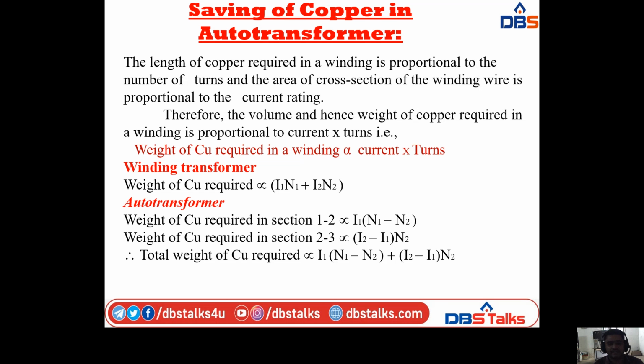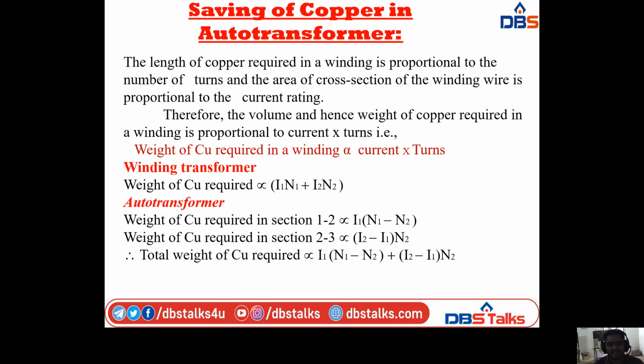For the two-winding transformer, the weight of copper required is proportional to I1 N1 plus I2 N2.